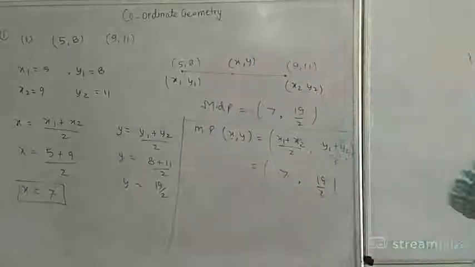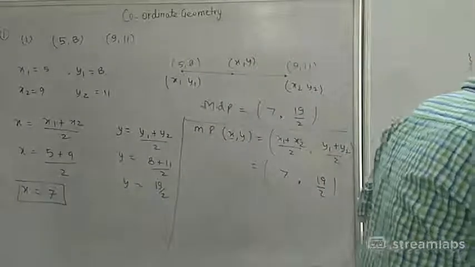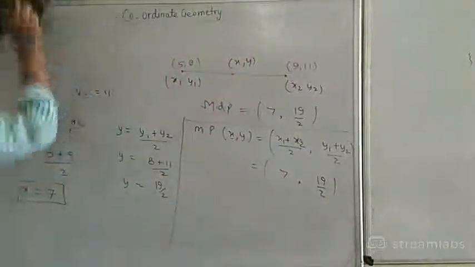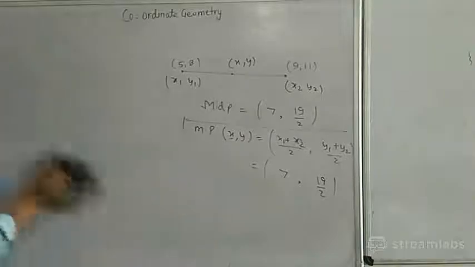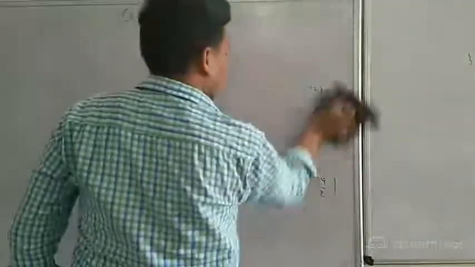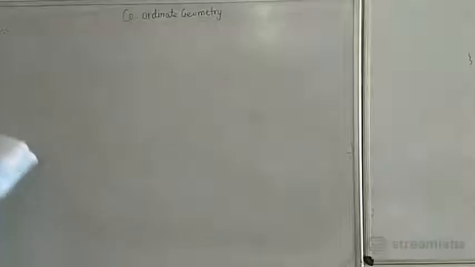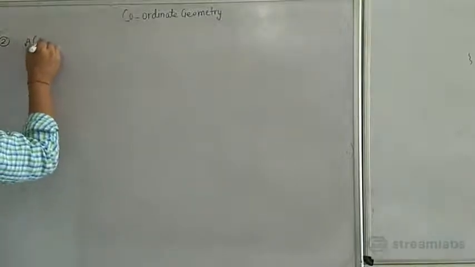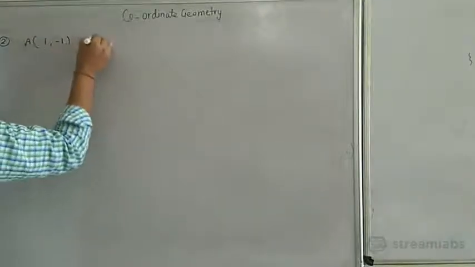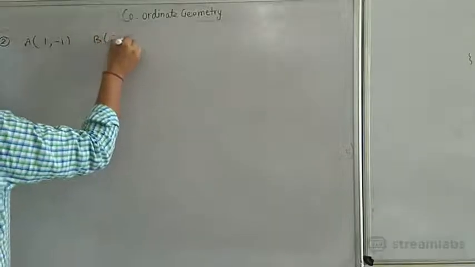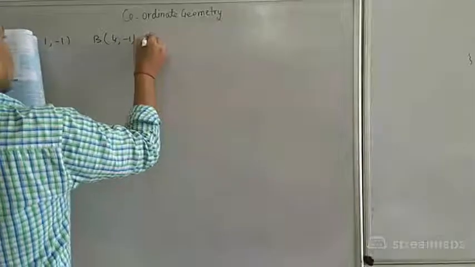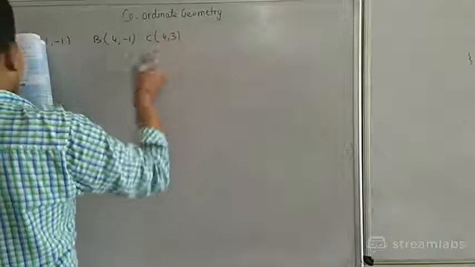Next, question number 2. Now the question number 2 here. Find the midpoint of the sides of a triangle ABC whose vertices are A (1, minus 1), B is (4, minus 1) and C is (4, 3). So this is also very simple.